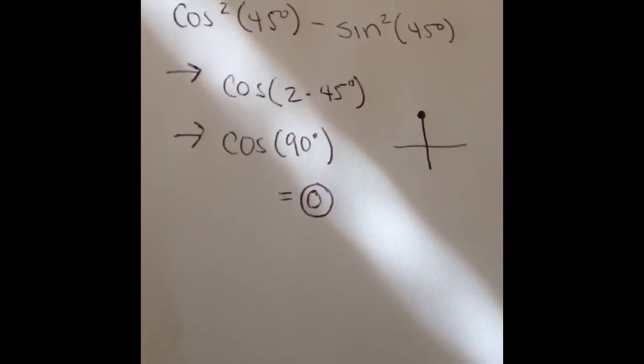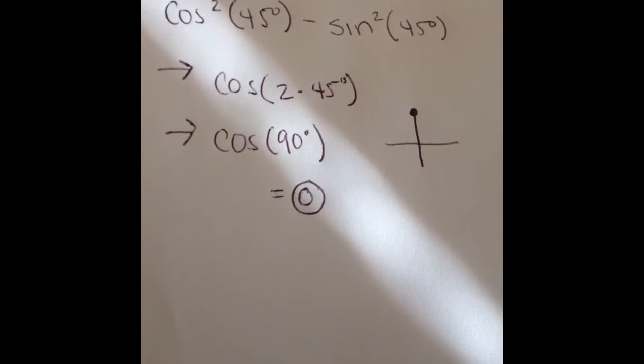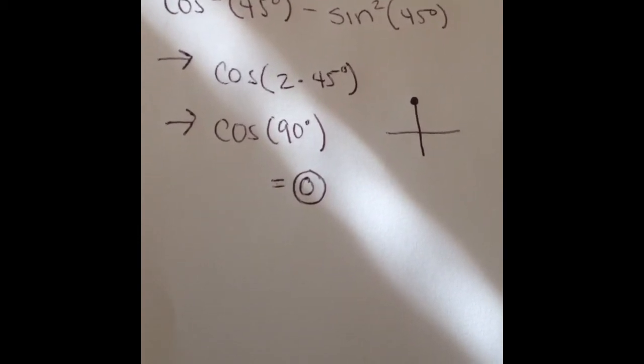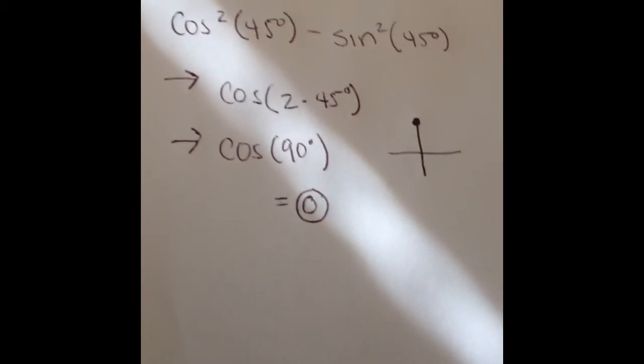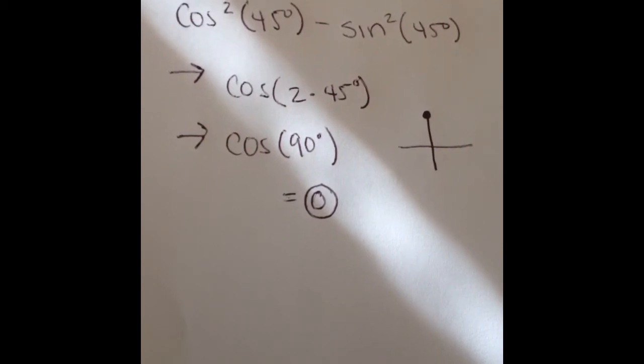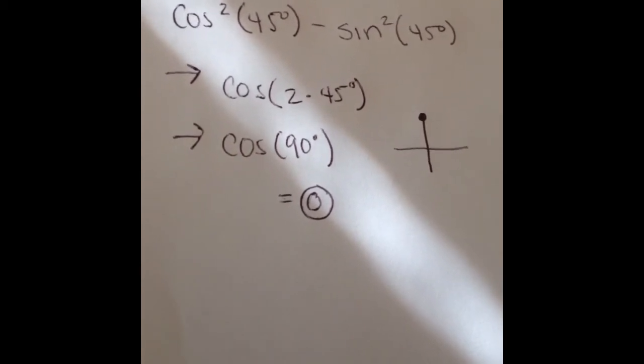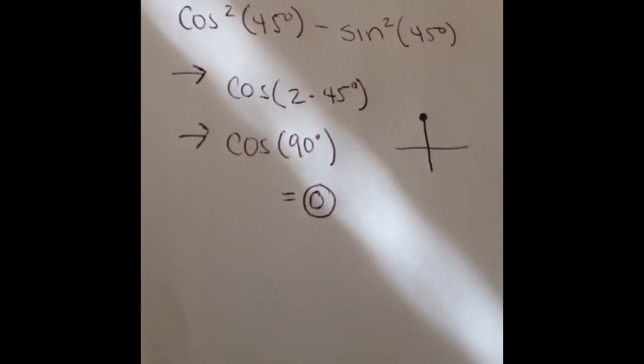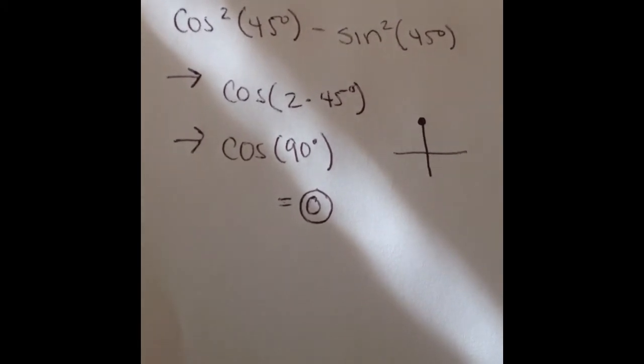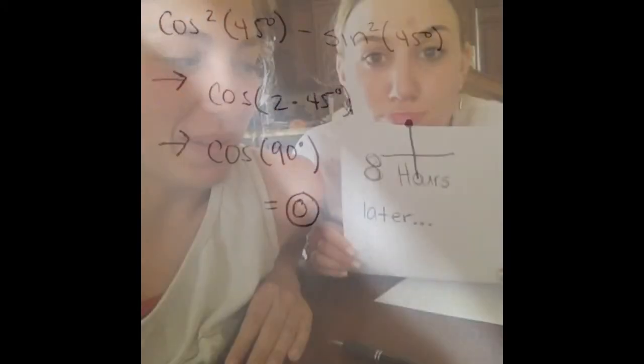This time we'll be using the equation cosine 2 theta equals cosine squared theta minus sine squared theta. Begin with the equation cosine squared of 45 degrees minus sine squared of 45 degrees. Simplify that to cosine times 2 times 45 degrees. You get cosine of 90 degrees. We know this angle as pi divided by 2, where cosine is 0.